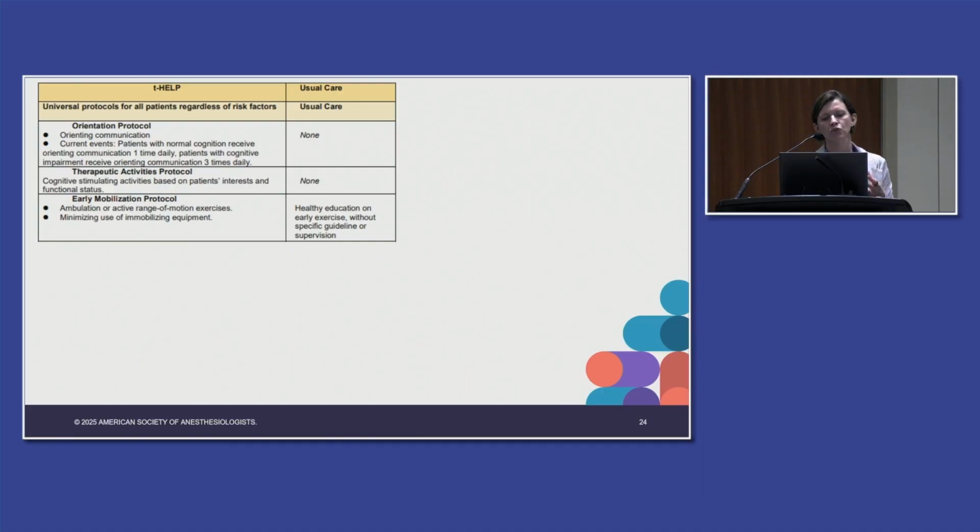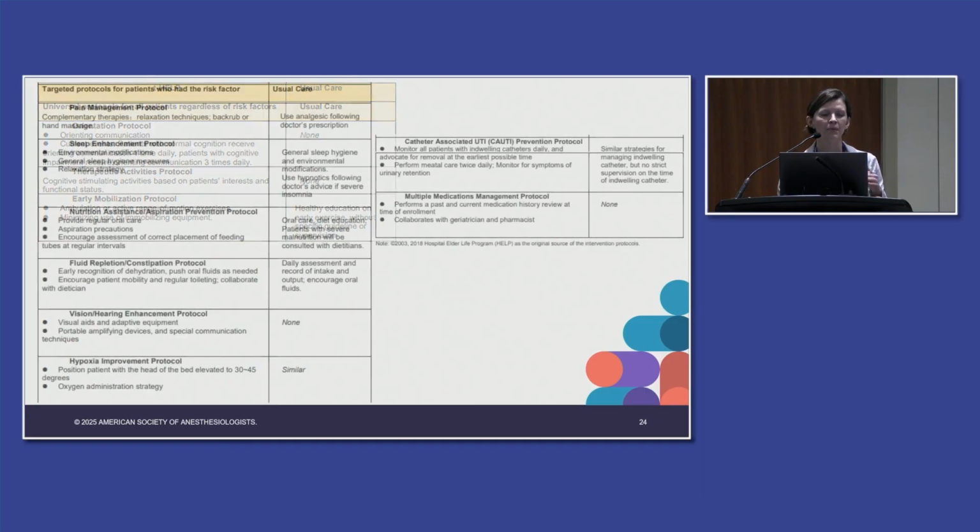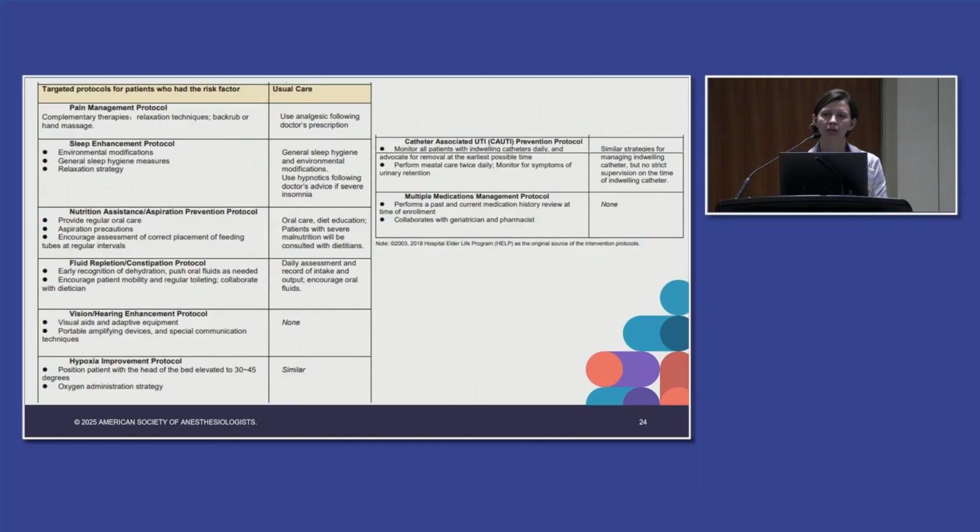So some of the universal ones include an orientation protocol to make sure, again, patients are engaged with their environment, they know what day it is, where they're at. Also, cognitive stimulating activities and interactions with staff and family, and then early mobilization protocols. Those are things that should be generally done for everyone. But then there are more tailored protocols depending on the situation that can also be implemented, things focused on pain, sleep, nutrition, fluids, and so on. So we have a lot of good work that can be done in the post-operative space, but preoperatively and intraoperatively remain important times to be aware of brain health as well.